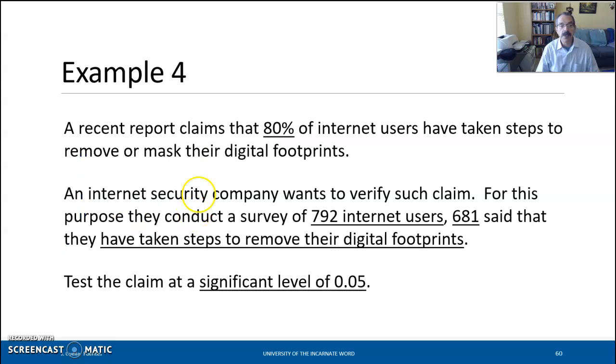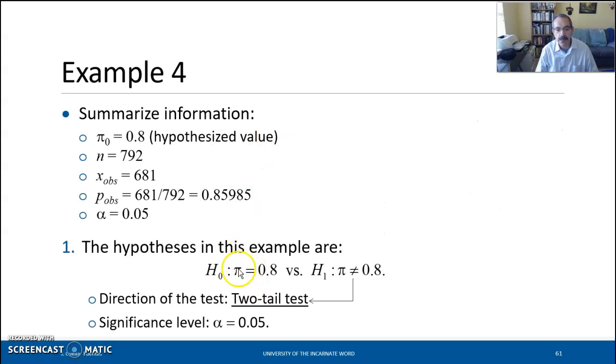All right, so from the statement, the claim is that 80% of the internet users have taken steps to remove or mask their digital footprints. So they're not saying more than or less than, and they're claiming that this is the proportion. So that gives you the null hypothesis equal to 0.8. And we want to test this hypothesis. So the alternative hypothesis is that it is not 0.8. So this tells you it's a two-tailed test with a significance level of 0.05.